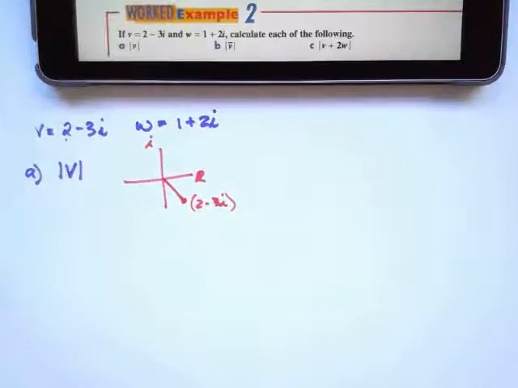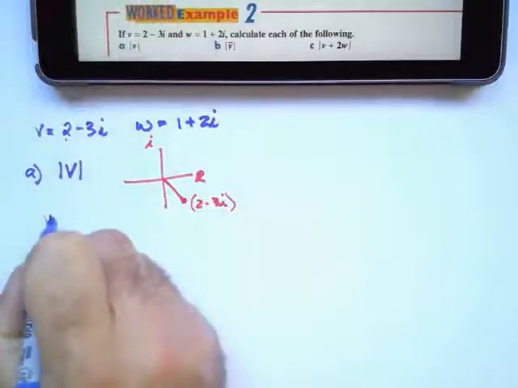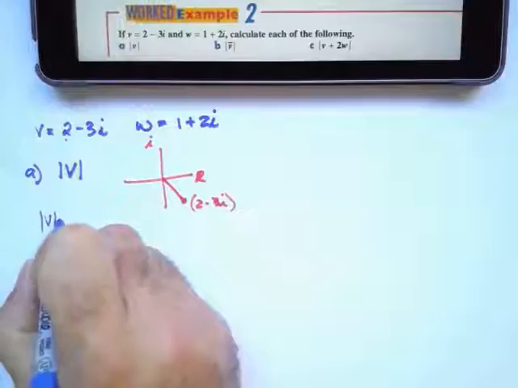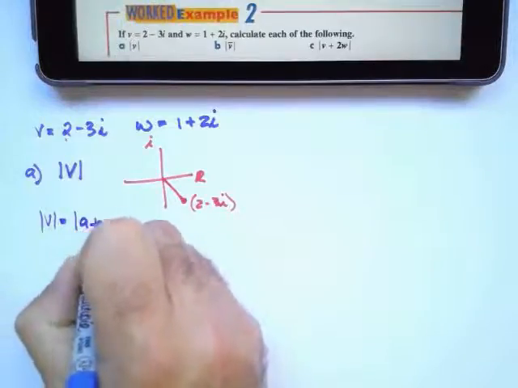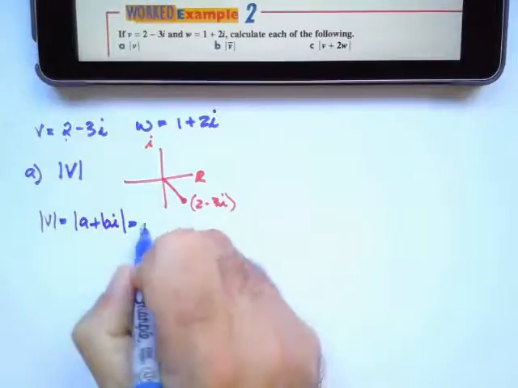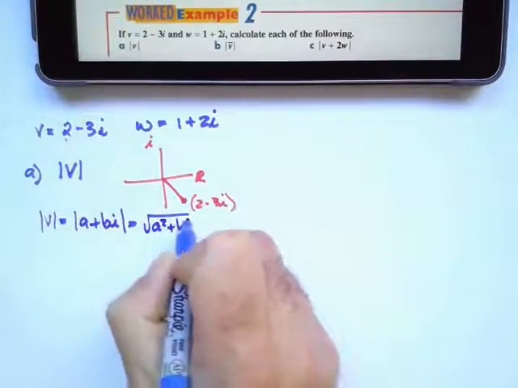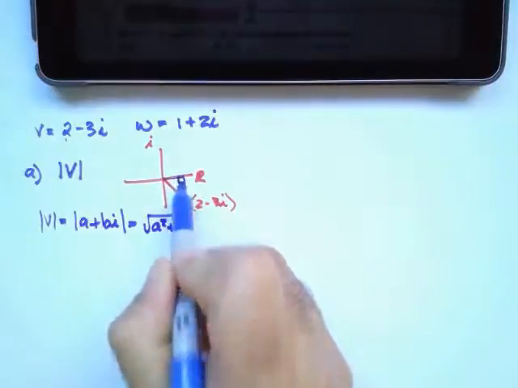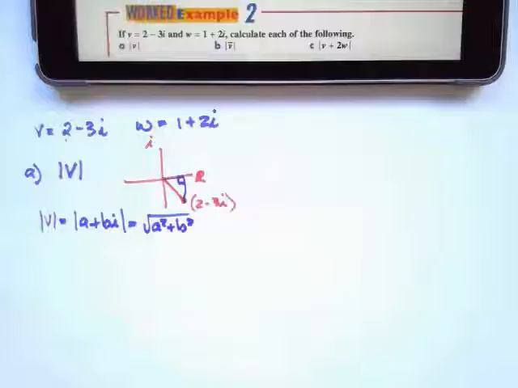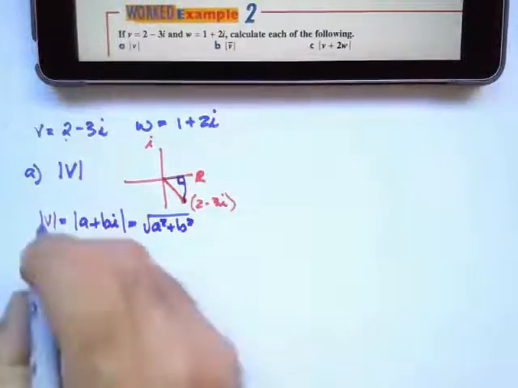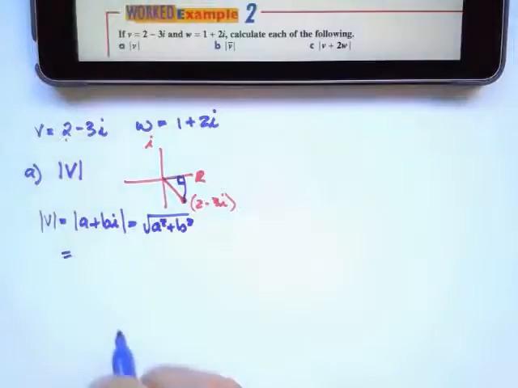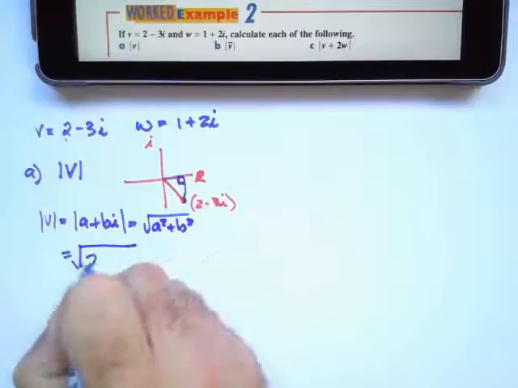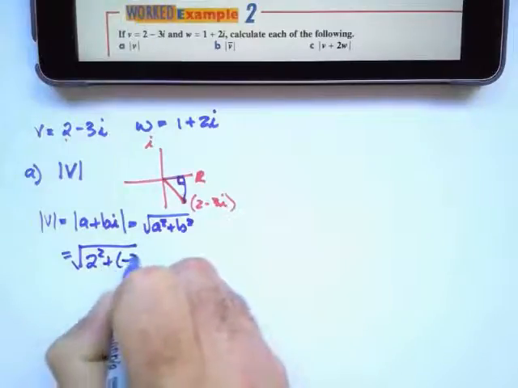What we're going to do is use a simple rule. It is basically Pythagoras. The magnitude of A plus Bi equals the square root of A squared plus B squared. Because all we want to know is what is this and that, which is a right angle triangle, and we can therefore use Pythagoras. So the magnitude of V equals the square root of 2 squared plus negative 3 squared.